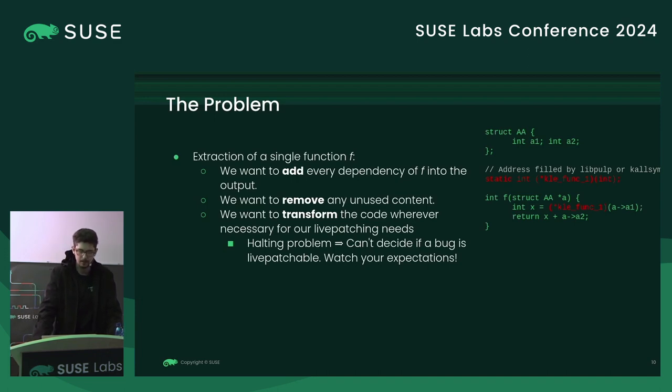The thing is that due to the halting problem, we cannot decide if a bug is live patchable, so we do what we can. So probably there is no way we can automate everything, but we can automate a lot of things.